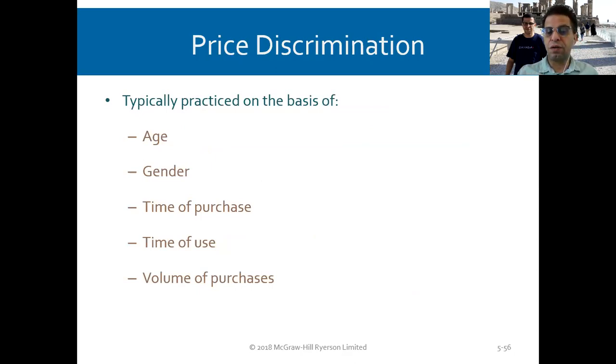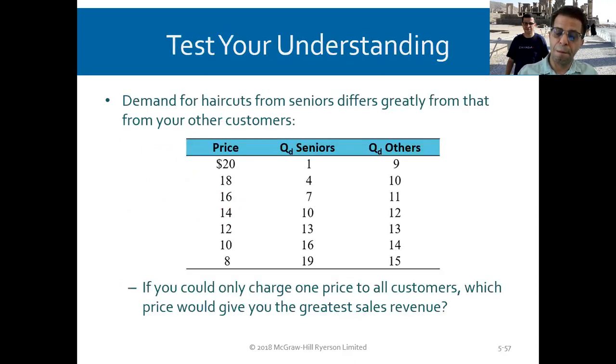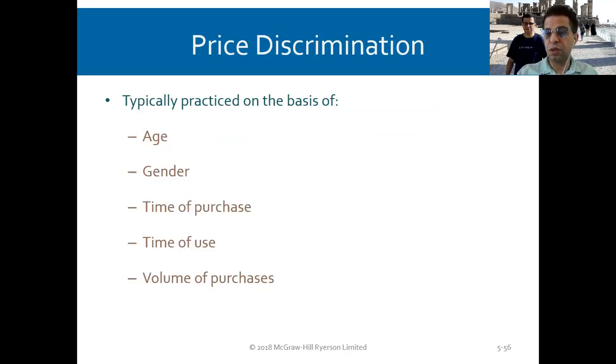Typical bases of price discrimination include age, gender, the time of purchase, the time of use, and the volume of purchase. For age, we brought up the hairdressers. For gender, we said ladies' night. For the time of purchase, if you purchase after 12 o'clock, it becomes more expensive. The time of use, when you can use the product, especially in services, and how much you're buying, can also make prices differ.